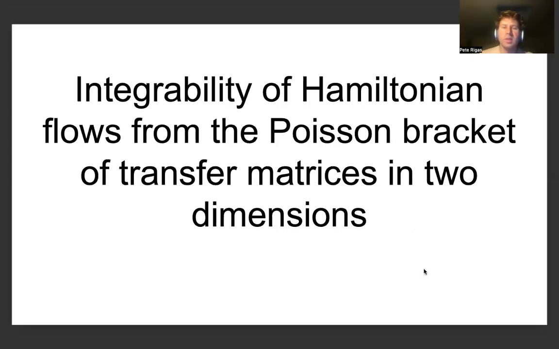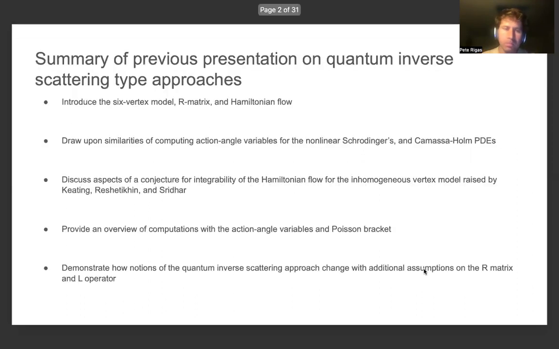The title of this presentation is Integrability of a Hamiltonian Flow from the Poisson Bracket of Transfer Matrices for the Two-Dimensional Inhomogeneous Six-Vertex Model. To begin with the presentation overview, we'll be establishing some continuity from two previous presentations that I gave earlier in this series.